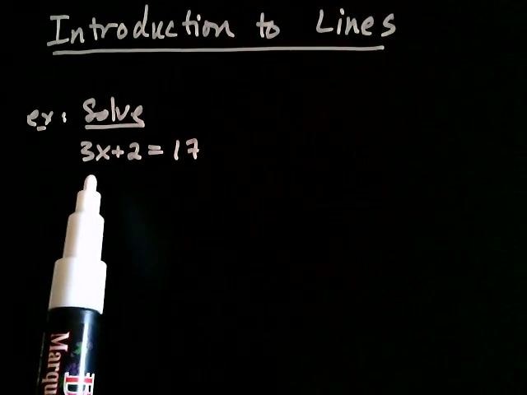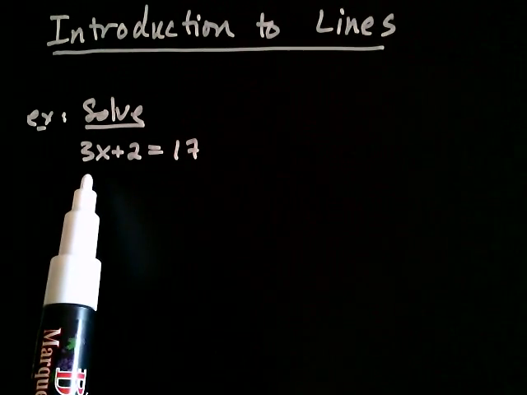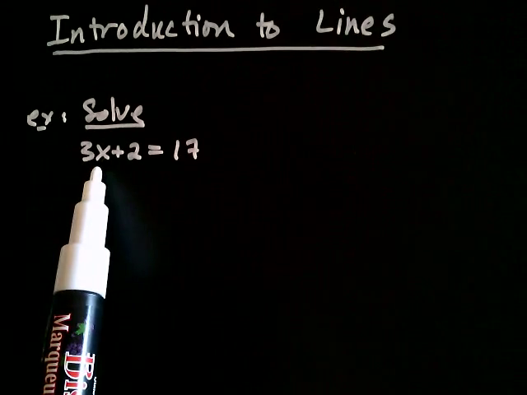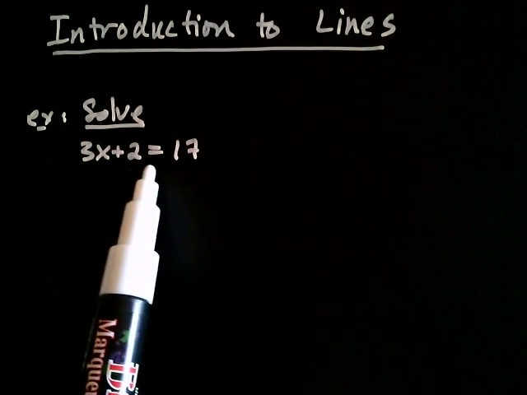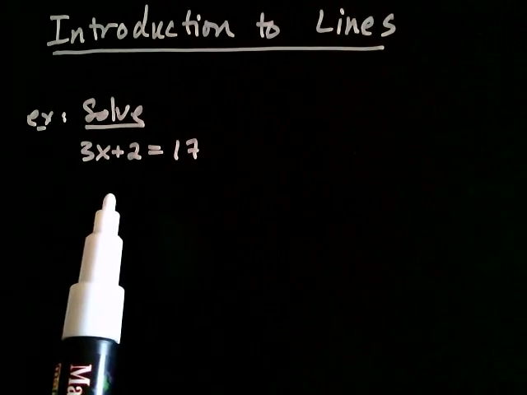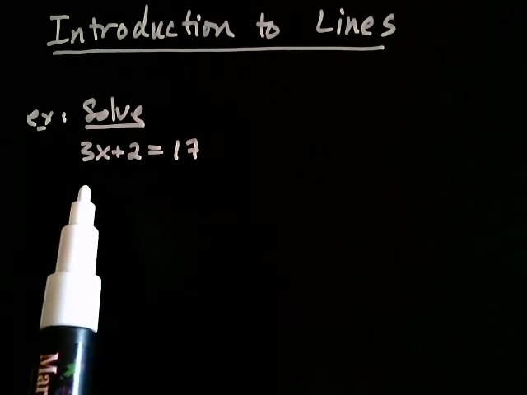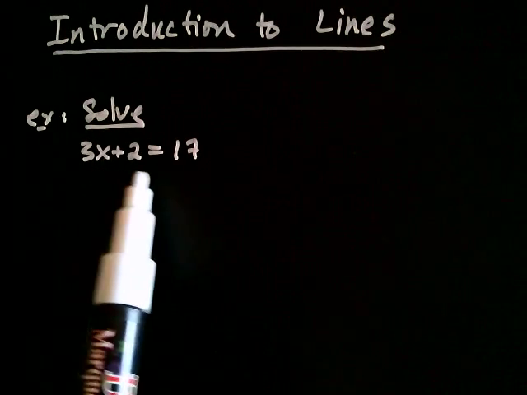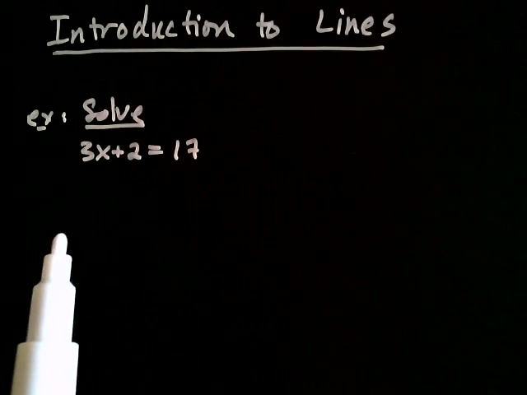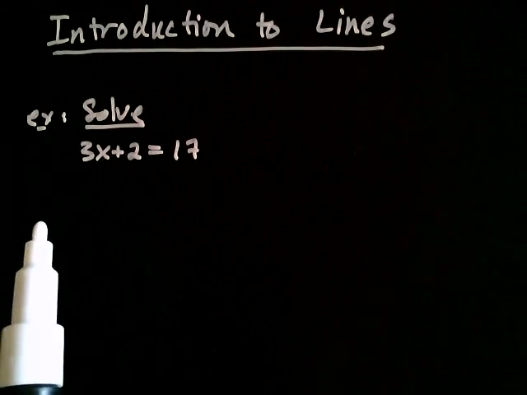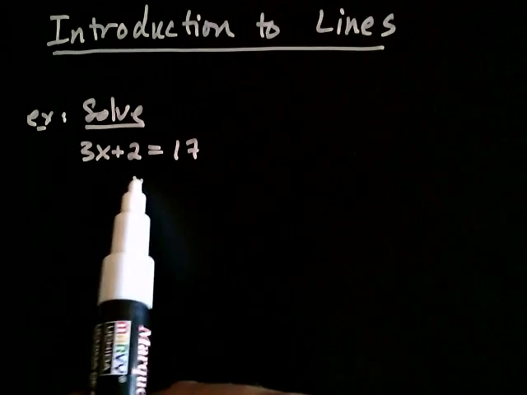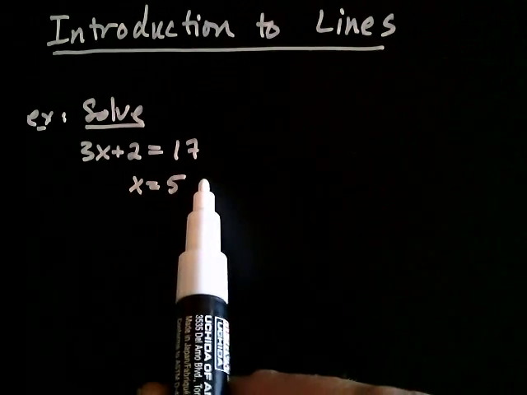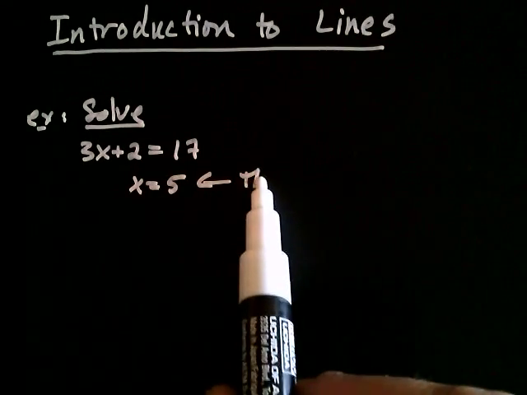So if you just experiment with numbers, let's say you plug in a 4. Well, 3 times 4 is 12, plus 2 is 14, not quite 17. But if you keep experimenting, you might see that a 5 will work, right? 3 times 5 plus 2 is equal to 17. Now, that number, x equals 5, we refer to as our solution. So we'd call this the solution.